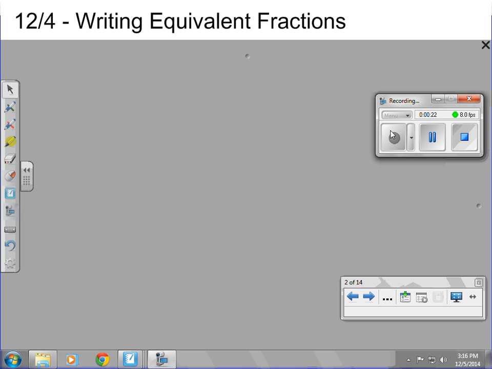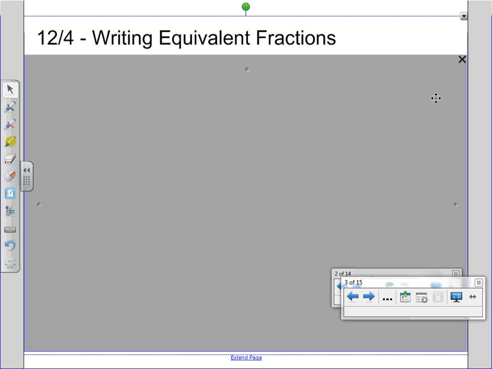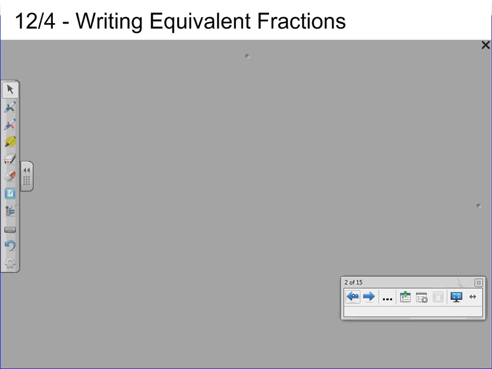The first part here is going to be about writing equivalent fractions. The second part then will be about simplifying fractions and reducing fractions. So let's take a look at writing equivalent fractions. I've got a few vocabulary terms that I want to discuss with you guys before we move on, and these hopefully are going to be review things that you've heard before.